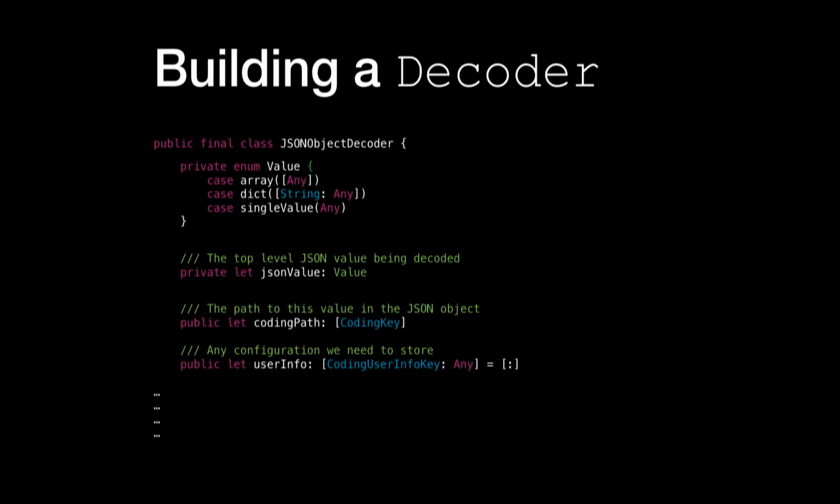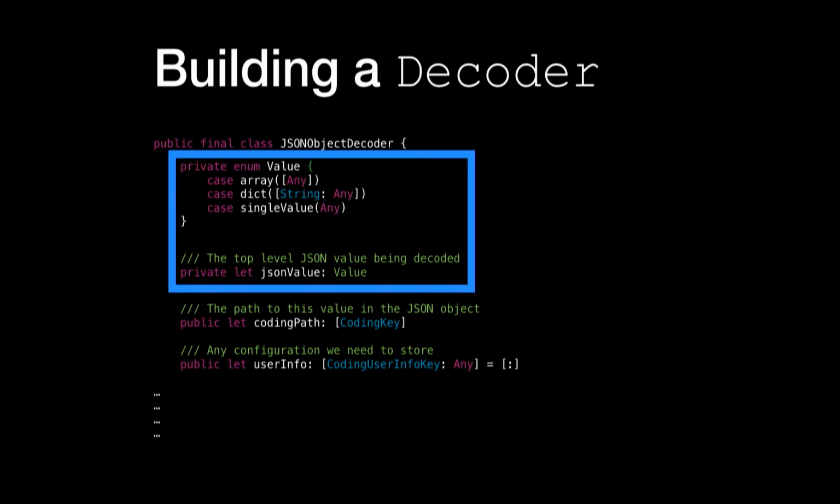All right, so now that we have gone over some of the lower level pieces of the decoder, let's zoom back out and look at the JSONObjectDecoder and how it's structured. So here's all of the state for JSONObjectDecoder. We have the required coding path and user info, but then I also want to look more specifically at this JSON value. So this is what keeps track of the specific value we are decoding at the current time.